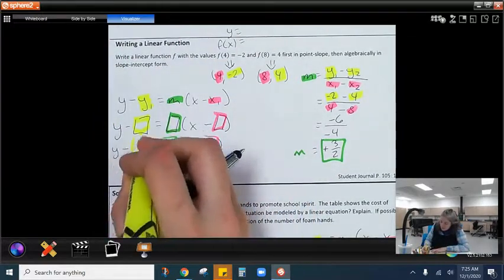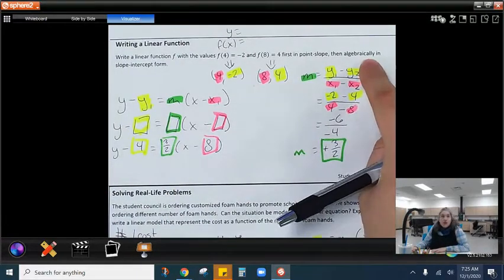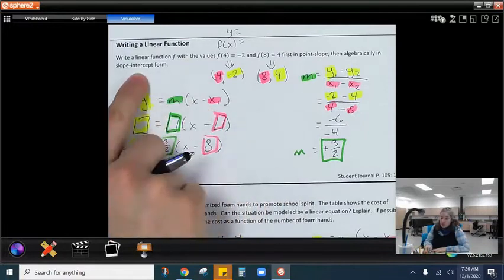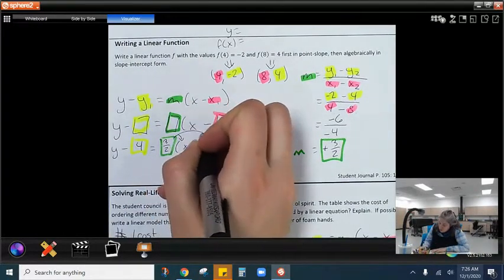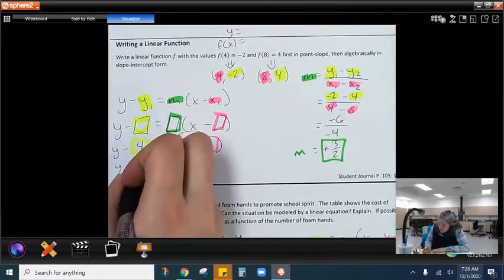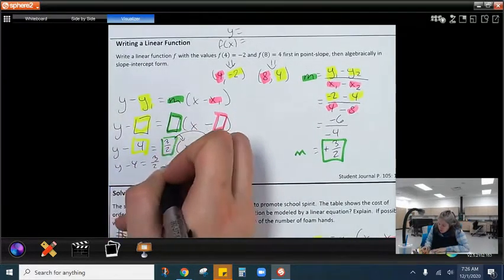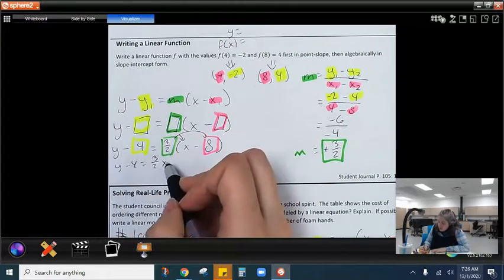And then I need to solve it algebraically for y, so that I can get y by itself. So then it is in slope-intercept form. So y equals mx plus b. So I need to distribute. So we get y minus 4 is equal to 3/2 x.